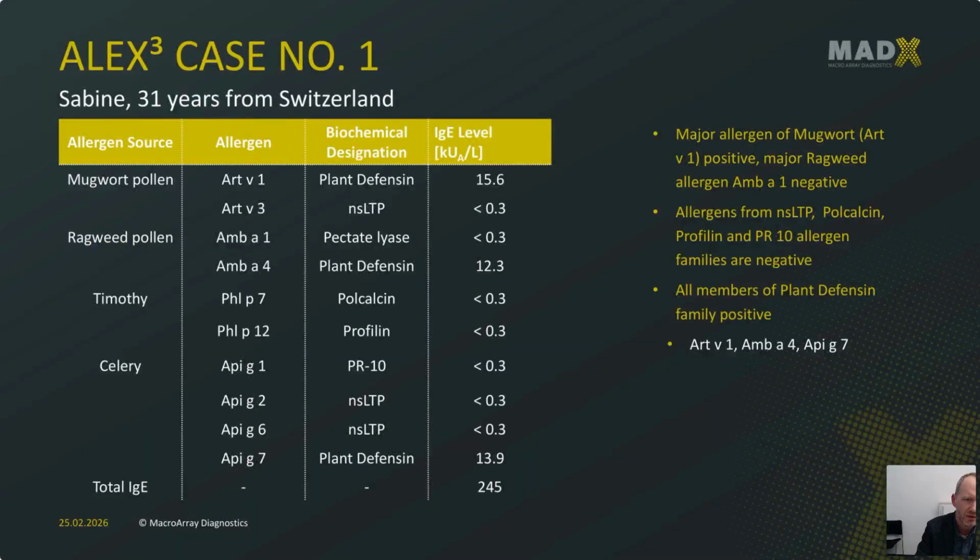If we look at the ALEX3 results now, what we see is that Sabine tested positive for ADV1, which is the major mugwort allergen. However, the ragweed pollen allergen, AMP-A1, the major allergen, returned a negative result. Also, no positive results were observed for any of the allergens coming from NSLTPs, polcalcines, profilins, or PR10s. However, interestingly, all members of the plant defensin family returned a positive result. So you've got APG7, AMPA4, and ATV1, as we said.